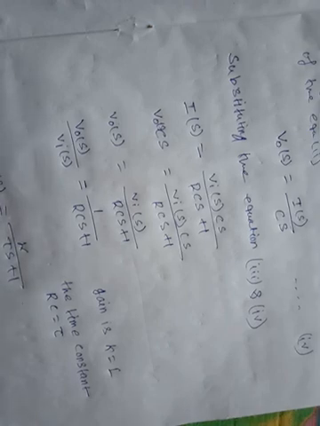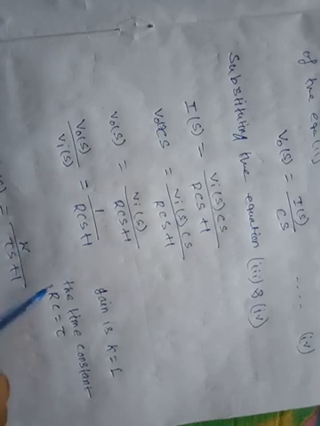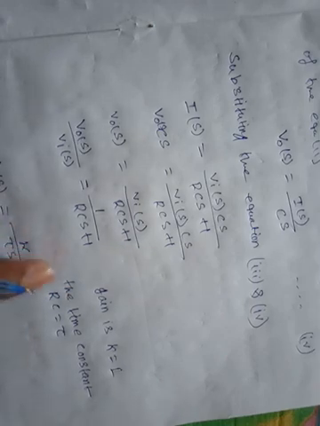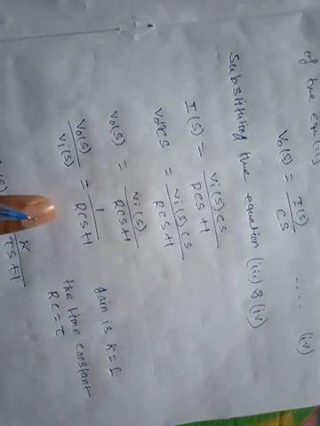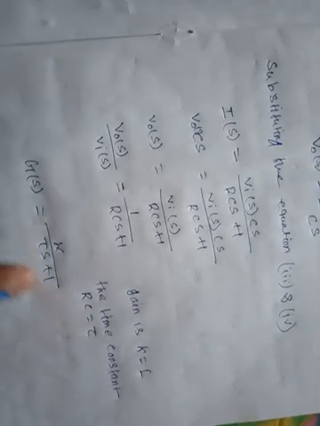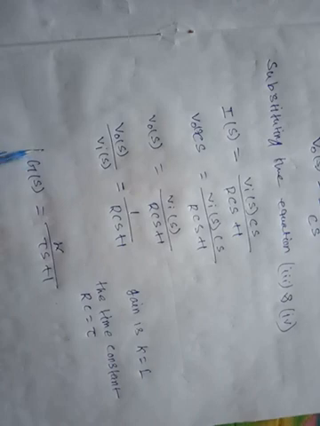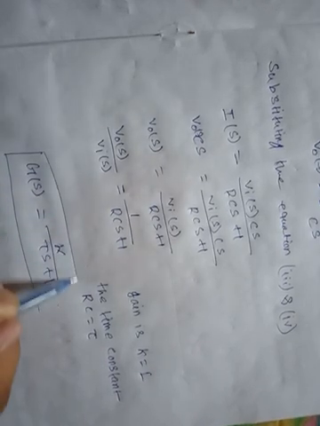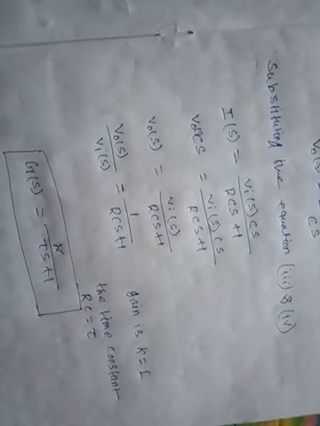Here we know that G(s) is equal to output by input. The output voltage by input voltage is equal to G(s), which is the transfer function. One is the steady state gain, so K is equal to 1, and we know that RC is the time constant of the RC circuit, so RC is equal to tau. Putting in the value, G(s) is equal to 1 by RCS plus 1. It is the first order transfer function, or the transfer function of the RC circuit.